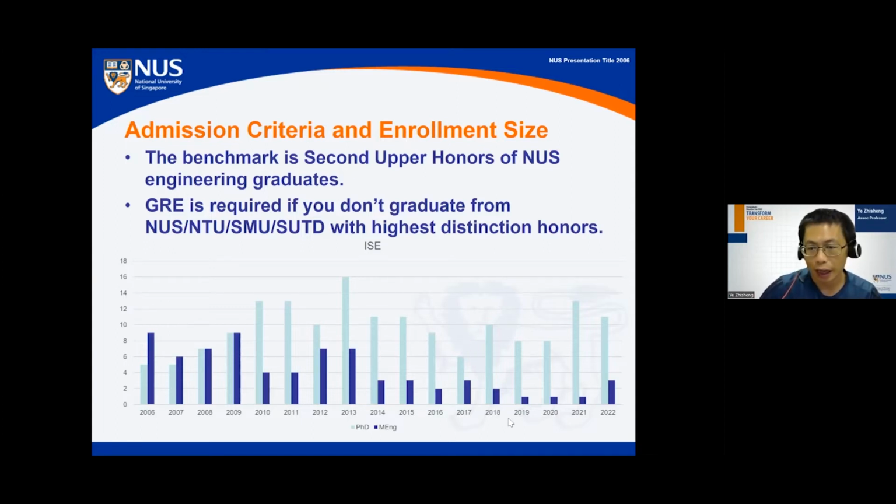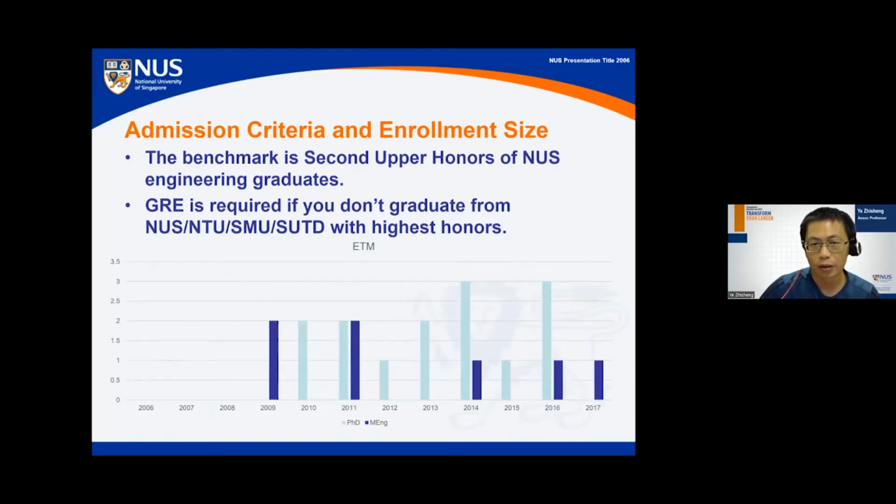After 2018, so 2018, 19, 20, 21, 22, these are the sizes of graduate students from the ISE track and also the ETM track. Here are the data for ETM. ETM stands for Engineering Technology Management. It is a small program.